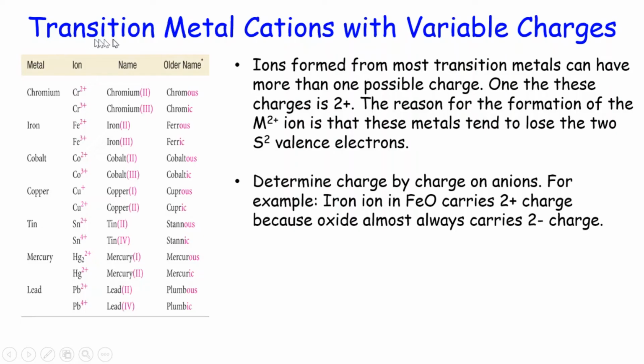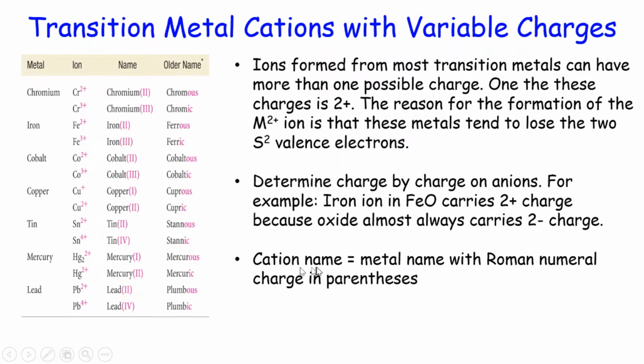Since these transition metals form cations with variable charges, sometimes you need to know how to determine which charge we are talking about. Let's say iron 3 or iron 2. Like in FeO, we determine the charge for iron based on the charge of oxide. Oxide most of the time carries 2 negative, therefore iron has to be 2 positive. So that's how you get the charge for those cations with variable charges.